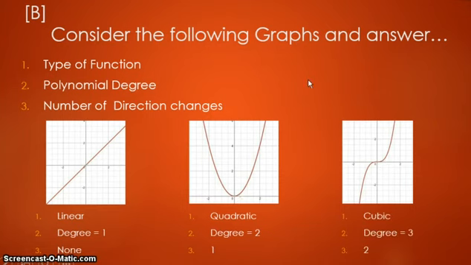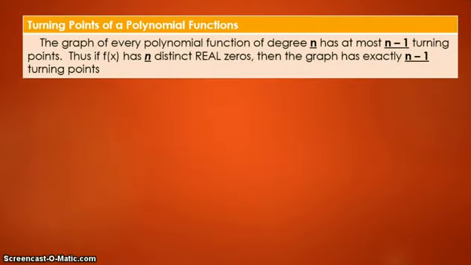This is very relevant because if we look at the next slide, you can see that there's a definition for that. The turning points are what those are called on polynomial functions. The graph of every polynomial function of degree n has at most n minus 1 turning points. Thus, if f of x has n distinct real zeros, then the graph has exactly n minus 1 turning points.